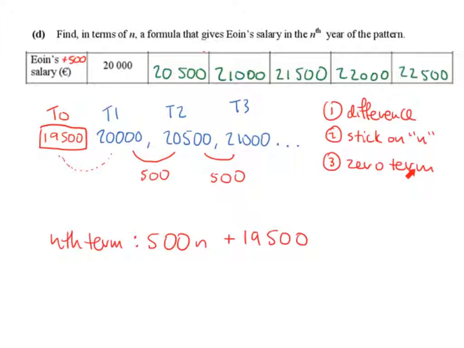And step 3 is you get the zero term. So you start at term 1 and you go backwards by 500. So since each time we were going up by 500, we're adding 500, now we subtract 500. And 20,000, take away 500 is 19,550. And we just add that number on. So that's the shortcut way to get the nth term, or Tn.